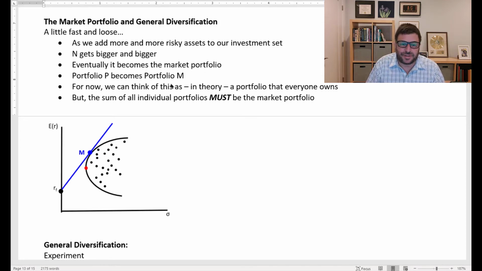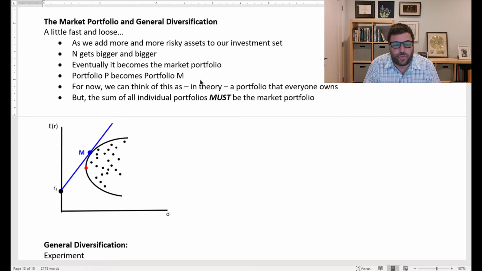For now we can think about this, in theory, as a portfolio that everybody owns. So far we've said that everybody owns the same portfolio because it's the optimal portfolio, so therefore everybody owns a share of the market portfolio. Maybe that's not the best way to think about it. The best way to think about this is that the sum of everyone's portfolio, everyone together, must own the market portfolio. We all own a little bit of Apple, and then I own 9 other stocks, and one person owns a little bit of Apple and 9 different stocks, and another a little bit of Apple and 9 different stocks. So when you aggregate everybody's portfolio together, you get the market portfolio.